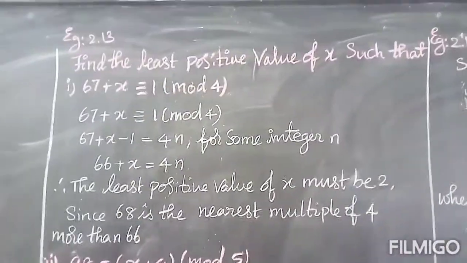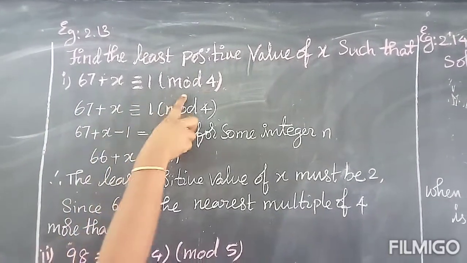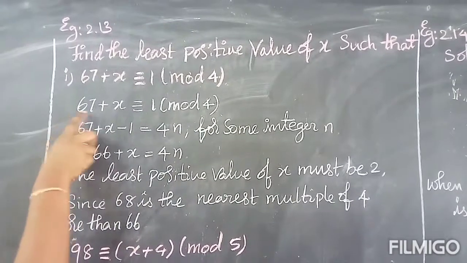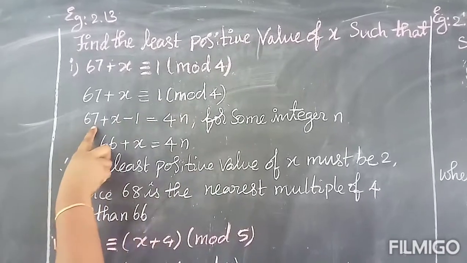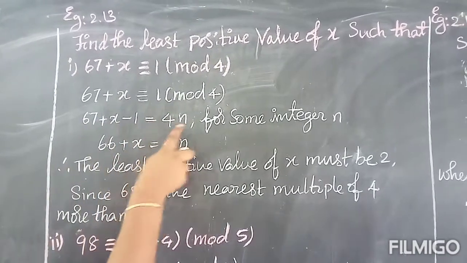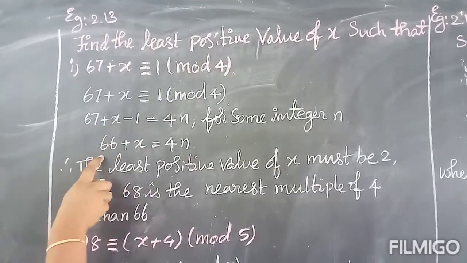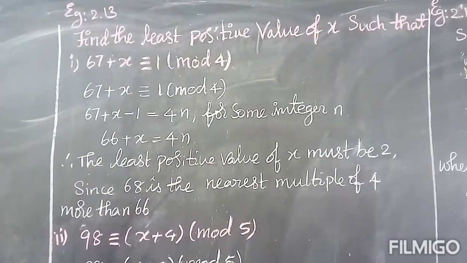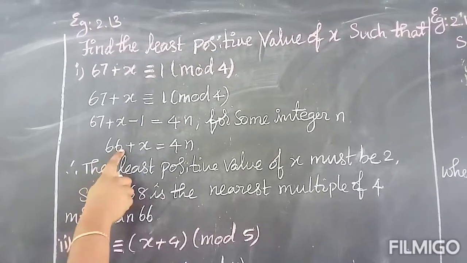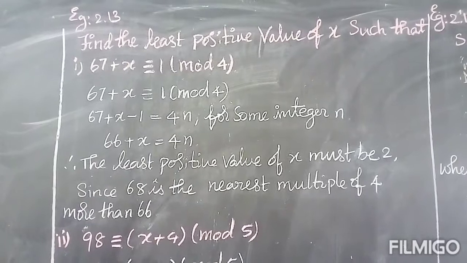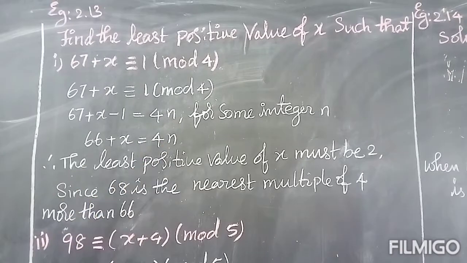Find the least positive value of x such that 67 plus x is congruent to 1 mod 4. So write the given: 67 plus x is congruent to 1 mod 4. So you have to write 67 plus x minus 1 equal to 4n for some integer n. So 67 minus 1, you will get 66 plus x equal to 4n. So you have to check the x values here. If you put 1, you will get 67. 67 is not divisible by 4. Next, you have to put 2. 66 plus 2 you will get 68. 68 is divisible by 4, you know.